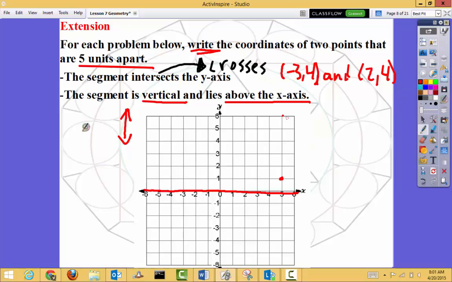So now let's continue. Let's check. Is it 5 away? 1, 2, 3, 4, 5. So what are my dots? Well, this is 5, comma 1. And this is 5, comma 6. All right.